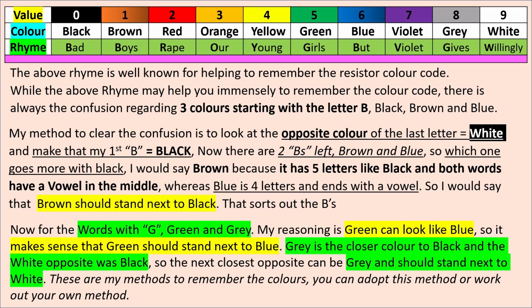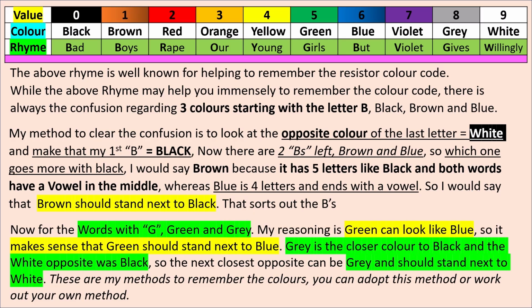Before we move on to the next slide, I just want to go through this color chart for the resistors very carefully but quickly. So just looking at the value and then the color and the rhyme. So the value 0. Underneath that value is the color black. And we use the word B for bad. Bad and black both start with a B. Then we go to number 1, which is the value, and the color there is brown. And we've used the next word as boys.